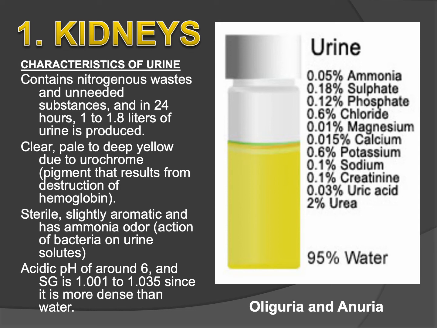Pigment ito after destruction of hemoglobin. Urine is sterile, slightly aromatic, and meron siyang ammonia odor. Acidic din ang pH ng urine, around 6, at ang specific gravity niya, 1.001 to 1.035. It's more dense than water kasi meron siyang mga solutes. And in the photo, you see the solutes, but 95% of urine is water.